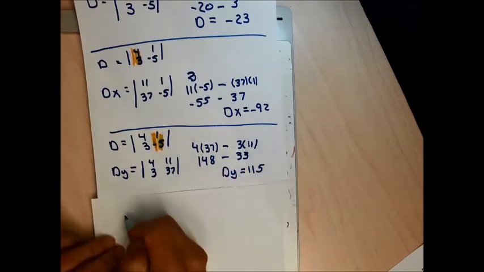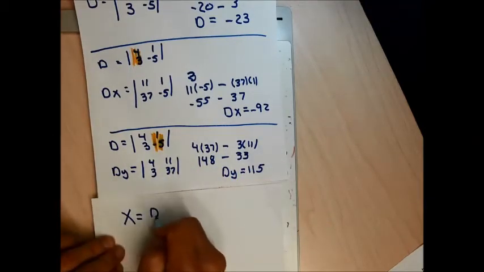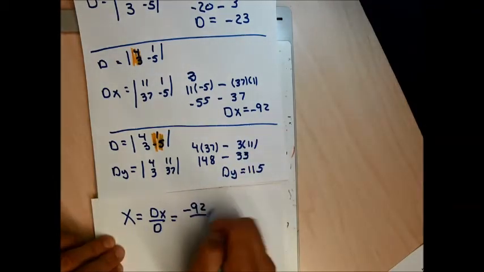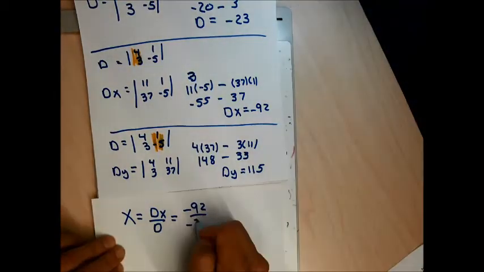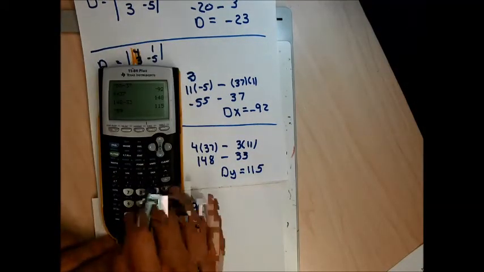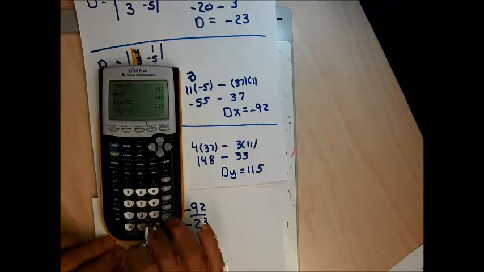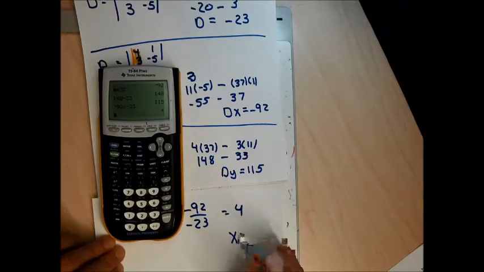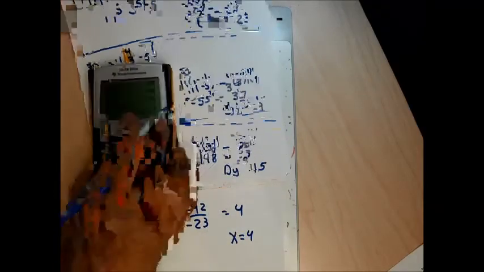So x is going to be the D sub x number divided by the D number. The D sub x number is minus 92. The D number is minus 23. So I need to go minus 92 divided by minus 23, and that gives me 4. So that tells me that x equals 4.